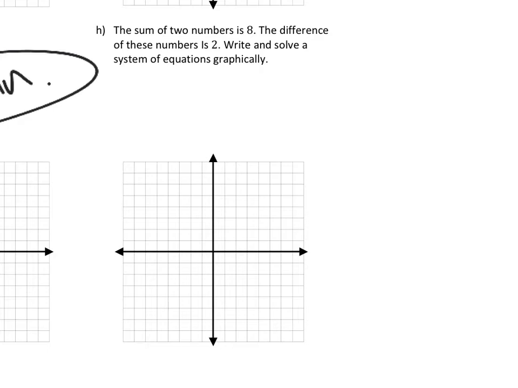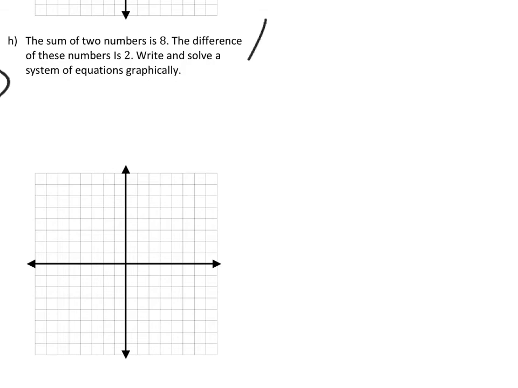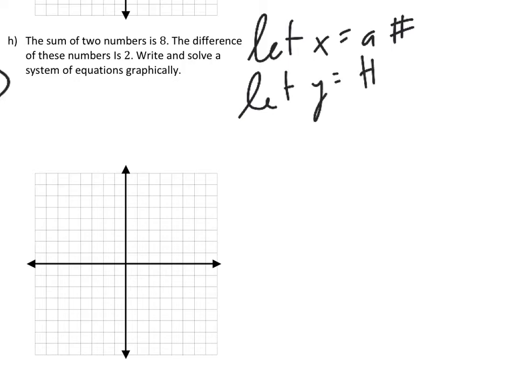So if we're looking for the sum of two numbers is 8, well, what are the two numbers? So now you're saying, well, it could be 1 and 7, 2 and 6, 5 and 3, or we could talk about negative 20 and 28. So there's an infinite number of answers here, but we need to find the one true answer. So let's say let x equal a number, or the first number, and then let y equal the other number. We can be very simple here.